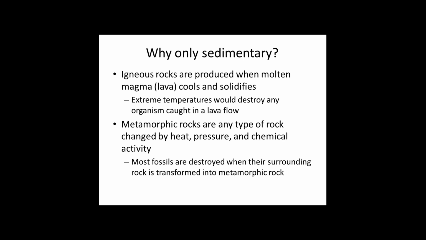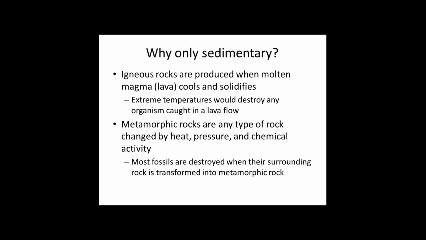The other type of rock is metamorphic. These are any type of rocks that are changed by heat, pressure, and chemical activity. Most fossils are destroyed when their surrounding rock is transformed into metamorphic rock, because as the rock is transformed and pressured and distorted, so is the fossil. And so the fossil does not remain after rocks undergo this process.